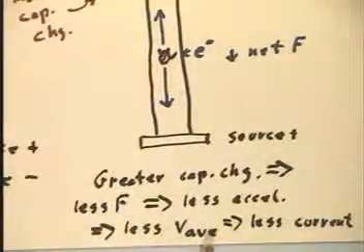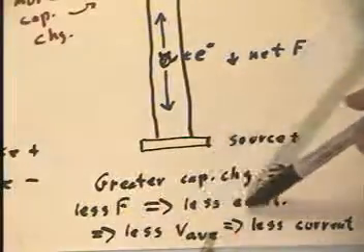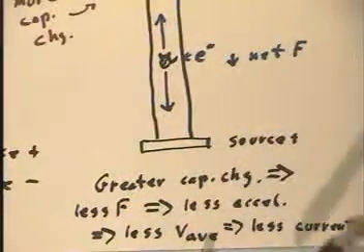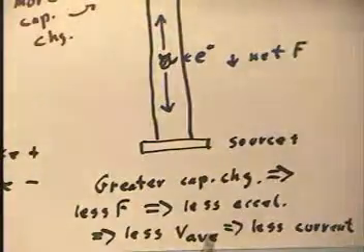So, again we see if there's a greater charge in the capacitor, there's less force, therefore less acceleration, less average velocity, therefore less current. That's another way of looking at the situation.